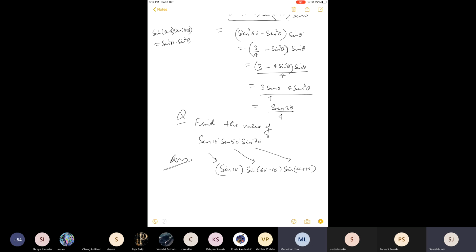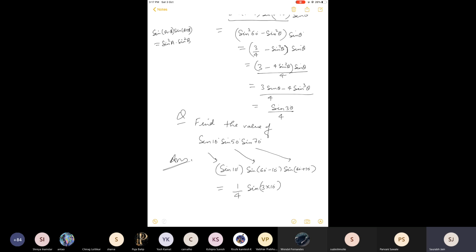Then 70 is 60 plus 10. So sin 10, sin 60 minus 10, sin 60 plus 10 is exactly comparable to the formula sin theta, sin 60 minus theta, sin 60 plus theta. And what will be the answer? 1 by 4 sin 3A. Thrice of A. What is A? A is 10 degrees here.